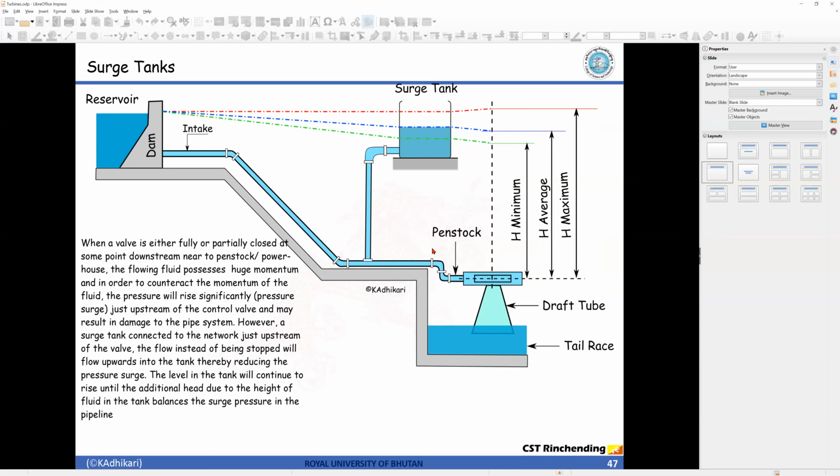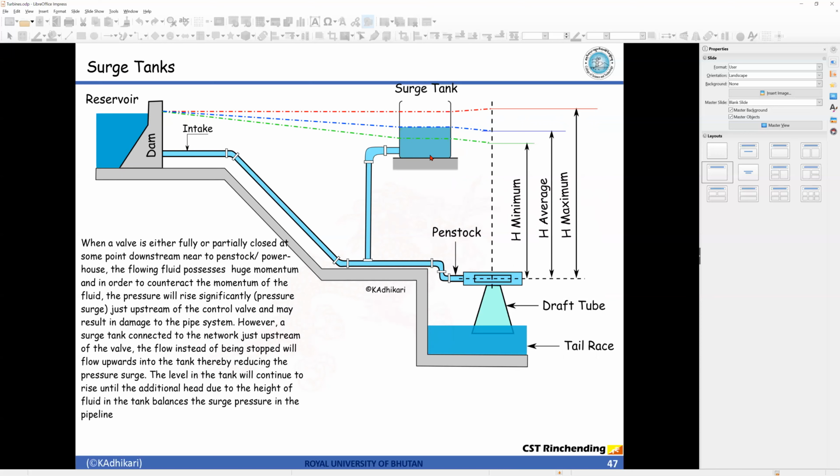So even if there is a closure of the valve somewhere here, because of the excess pressure in the pipe, the water simply flows against gravity into the tank. In the process the pressure is equalized, the pressure is balanced in the system. Because of this, the piping network may not be damaged. So for that reason a surge tank is used.